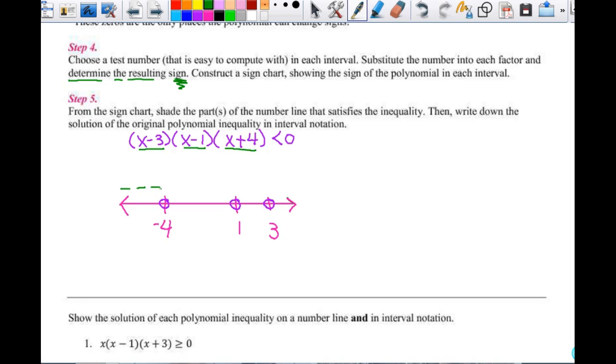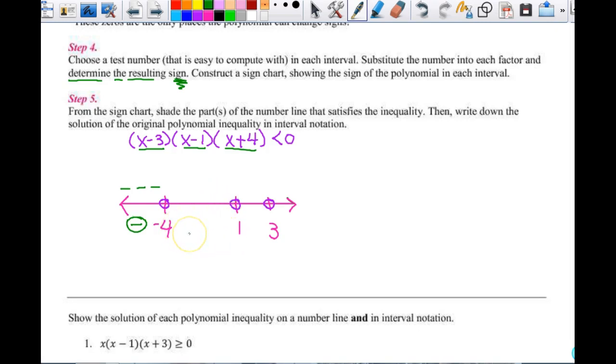Because the value itself doesn't matter. What matters is I get 3 numbers out, they're each negative. So when I multiply negative times negative times negative, I end up with a negative number. So when x is less than -4, my function is negative. So then I'm going to choose a number in between here. Well, 0 falls in here.